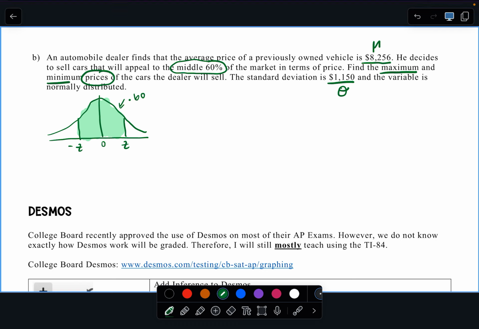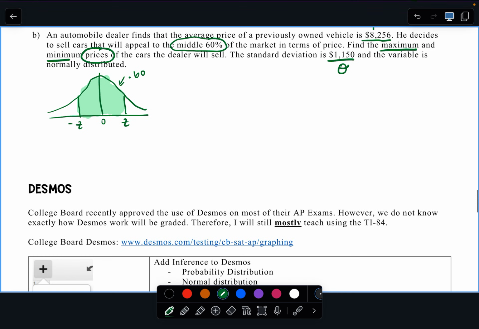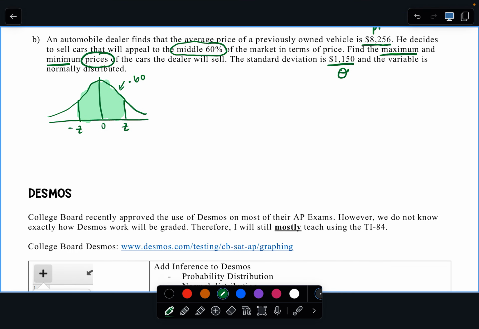So just to talk about approaches, if your calculator does not have the tail option, you have to remember your calculator is always reading from the left. So if I read from the left up until the negative z-score, if there's 60 in the middle, how much should be in each tail? 20. So that means there's an area of 0.20 on the left-hand side of negative z.